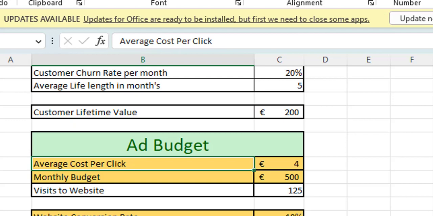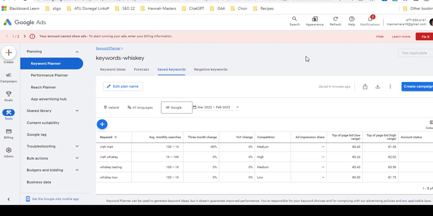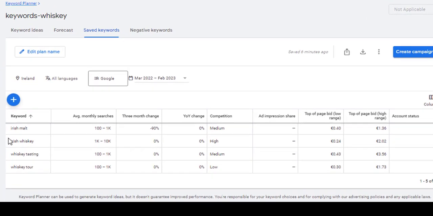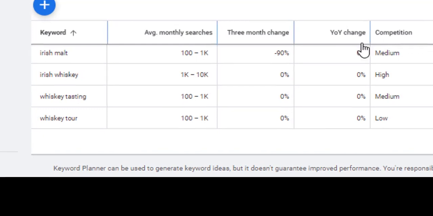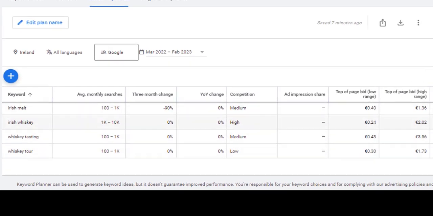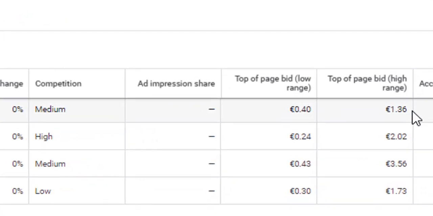Now, I'll just quickly open here. I've got the Google keyword planner in here. So I'm in Google keyword planner, and I've just uploaded a few keywords relating to whiskey. So I've put in Irish malt, Irish whiskey, whiskey tasting, and whiskey tour as different options in here. So here you've got two types of costs, average cost per click. And so here we've got 40 cents or 1.36. So 40 is the lowest estimate and 1.36 is the highest.